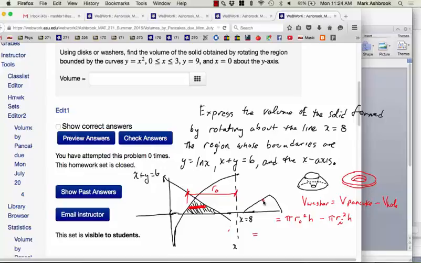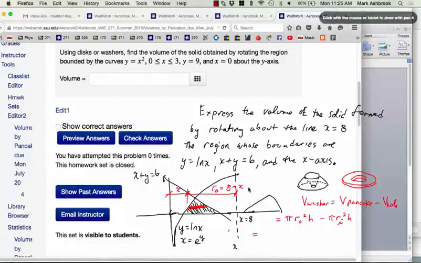8 minus e to the y. Tyler says 8 minus ln of x. It's 8 minus x. This is x. So our outer is going to be 8 minus the x coordinate. So not ln of x, right? What is x in terms of y then? This is y equals ln of x. Now we need what x is in terms of y. X equals e to the y. So this outer radius is 8 minus e to the y, and then we're going to square that. Everyone catch it?